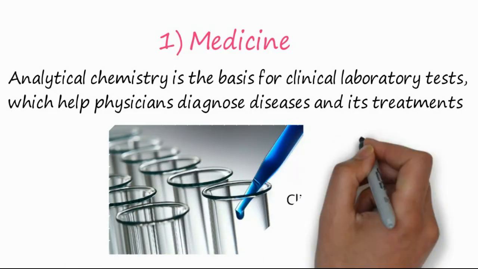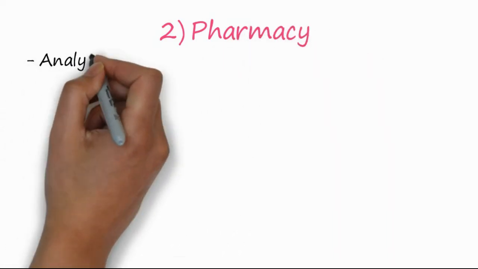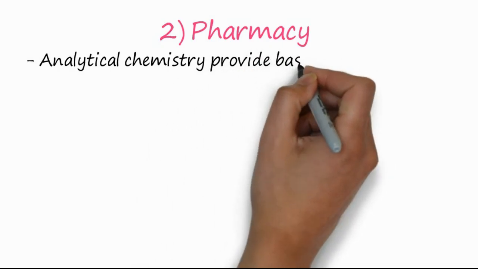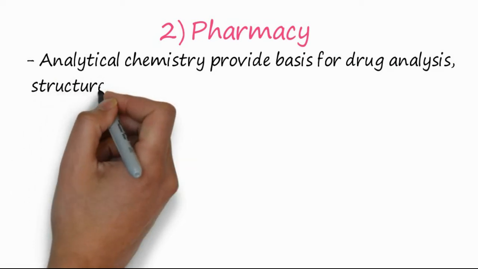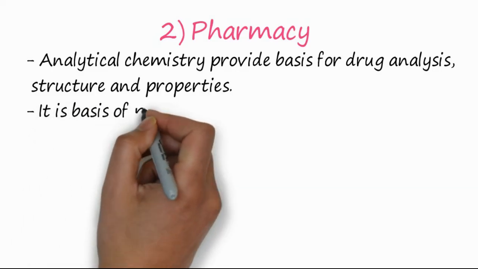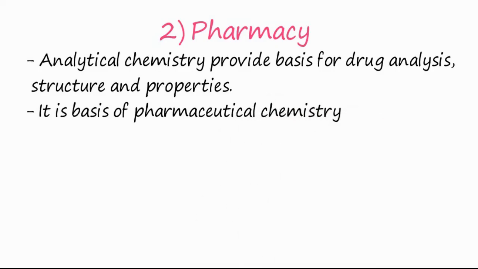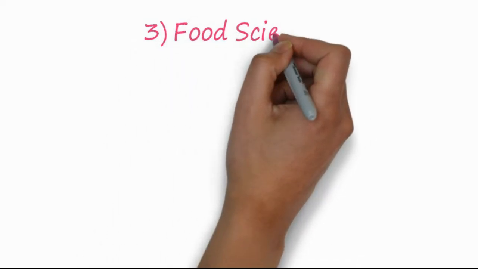So, in medicine, clinical chemistry is the base for medicine, and similarly, the next application is in pharmacy. Analytical chemistry provides the basis for drug analysis, structure and properties. It is the basis of pharmaceutical chemistry that pharmacists usually study, and we study different types of medicine, their structure and properties.